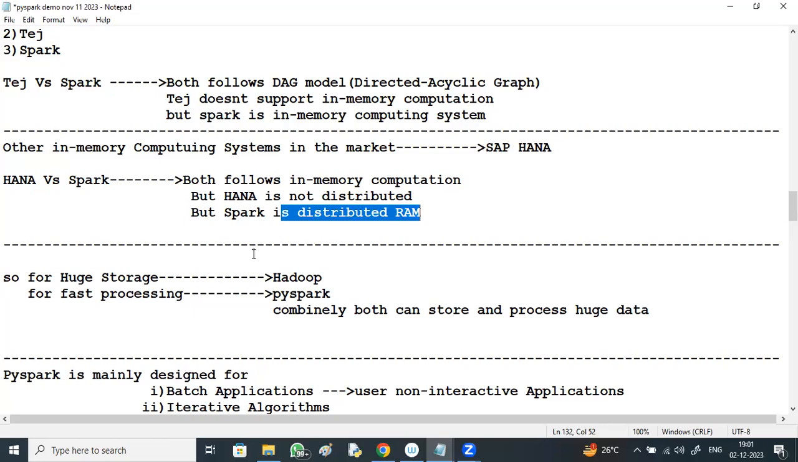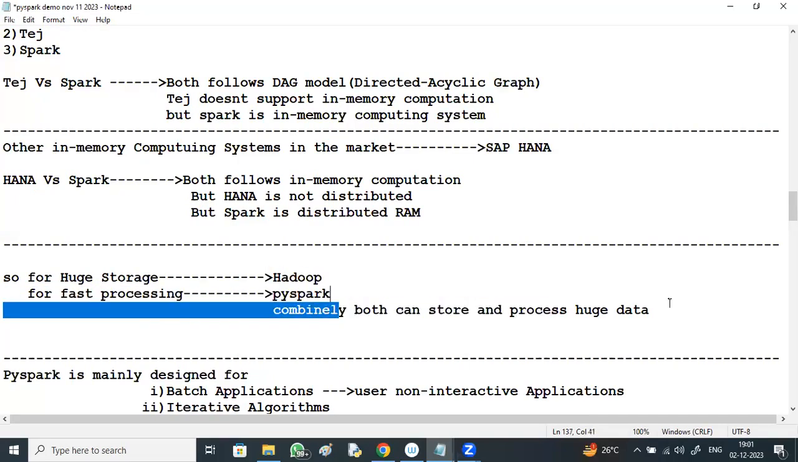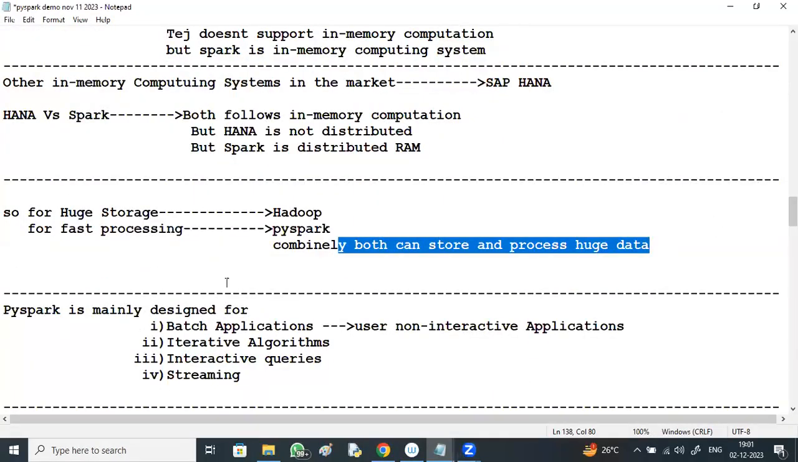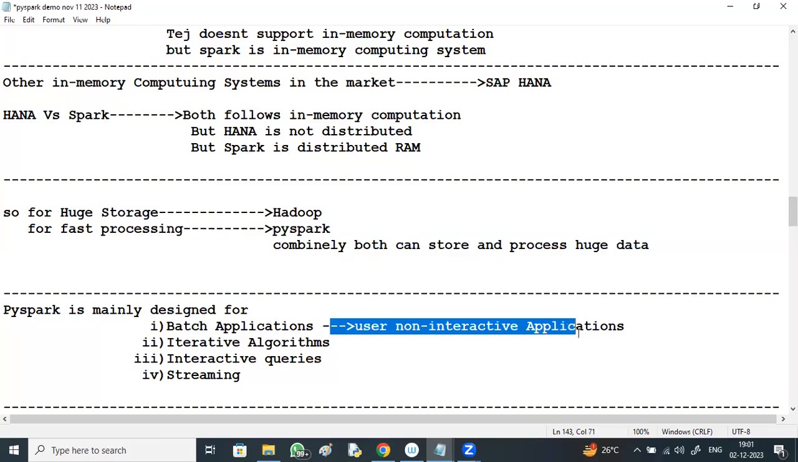For huge storage, generally we go for Hadoop. For fast processing, we go for PySpark. Combined, Hadoop and PySpark will both store and process data. And PySpark is mainly designed for batch applications. Batch applications means user non-interactive applications.